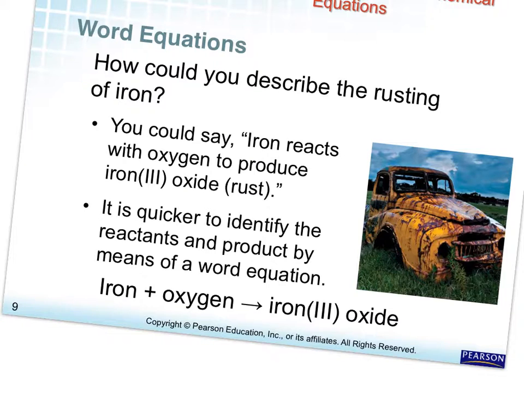One of the advantages of using a word equation is it simplifies how you would describe a reaction. Looking at this big old rusty truck, we would say that iron reacts with oxygen to produce iron 3 oxide, which is rust. But a simpler and much quicker way to write that is: iron plus oxygen yields iron 3 oxide.